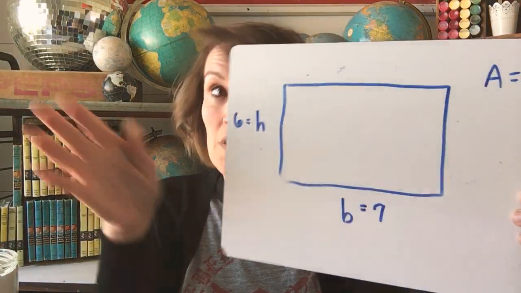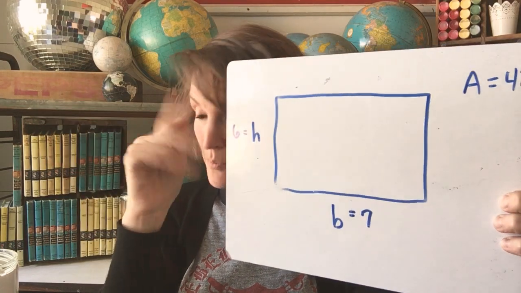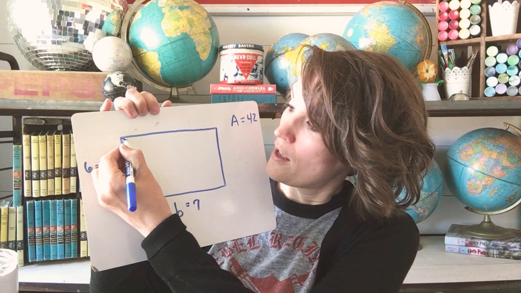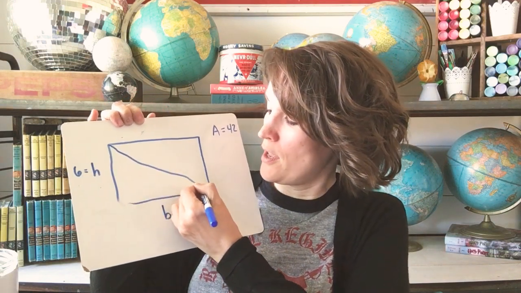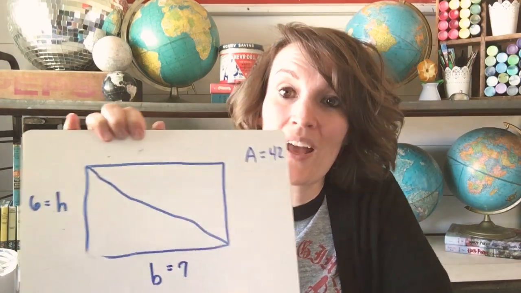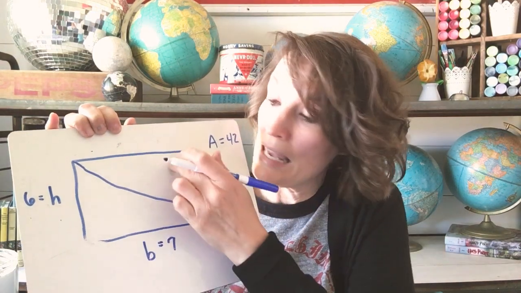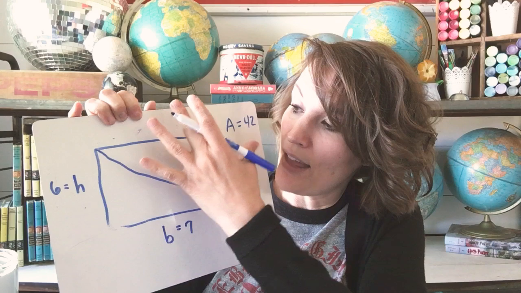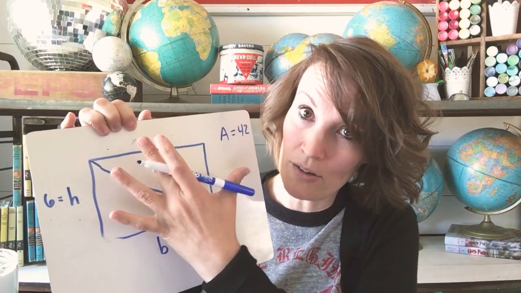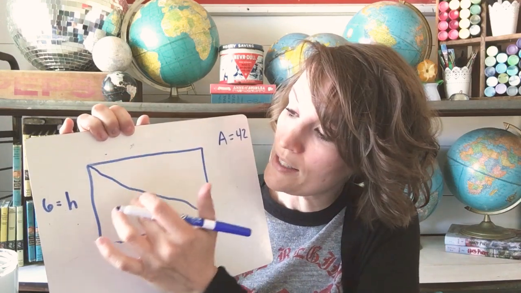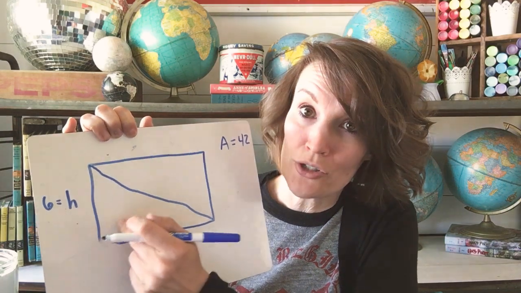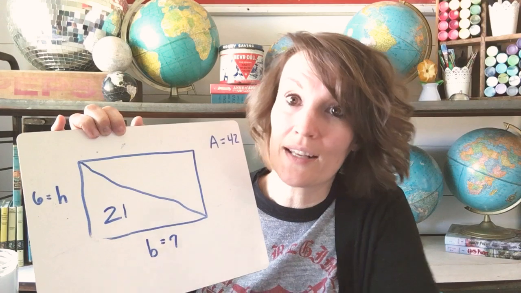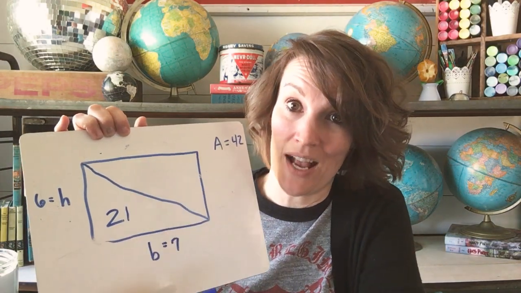Okay, I know what you're thinking, Miss Langford, what does this have to do with triangles? But we're getting there. Ready? Let's draw a line from this diagonal to this diagonal. And what I've made is 2 equal triangles. So let's think for a second. If the area of the big rectangle is 42, what is the area of one of these triangles? Think about it. It's 21. It's half of what the rectangle would be.